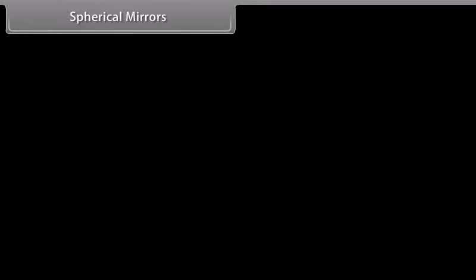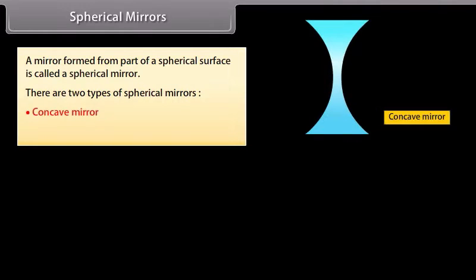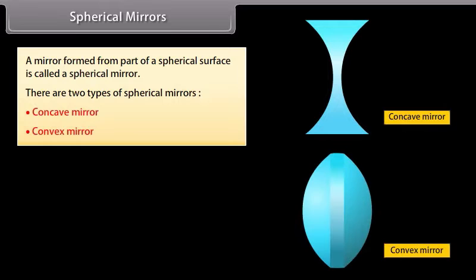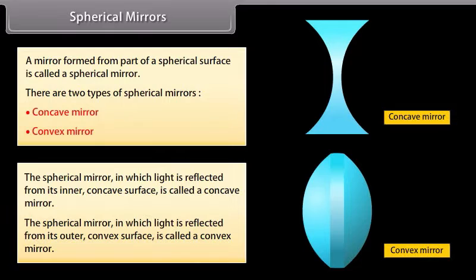Spherical mirrors. A mirror formed from part of a spherical surface is called a spherical mirror. There are two types of spherical mirrors: concave mirror and convex mirror. The spherical mirror in which light is reflected from its inner concave surface is called a concave mirror. The spherical mirror in which light is reflected from its outer convex surface is called a convex mirror.